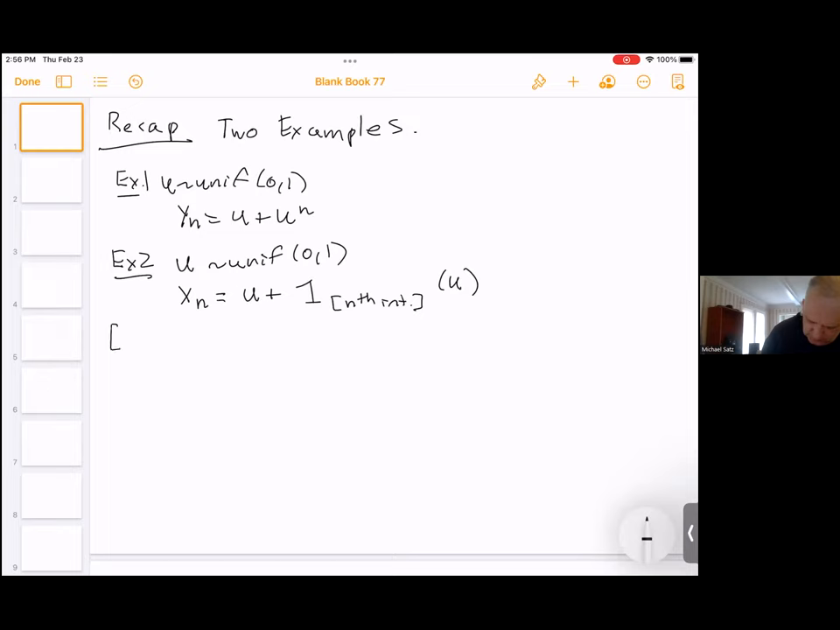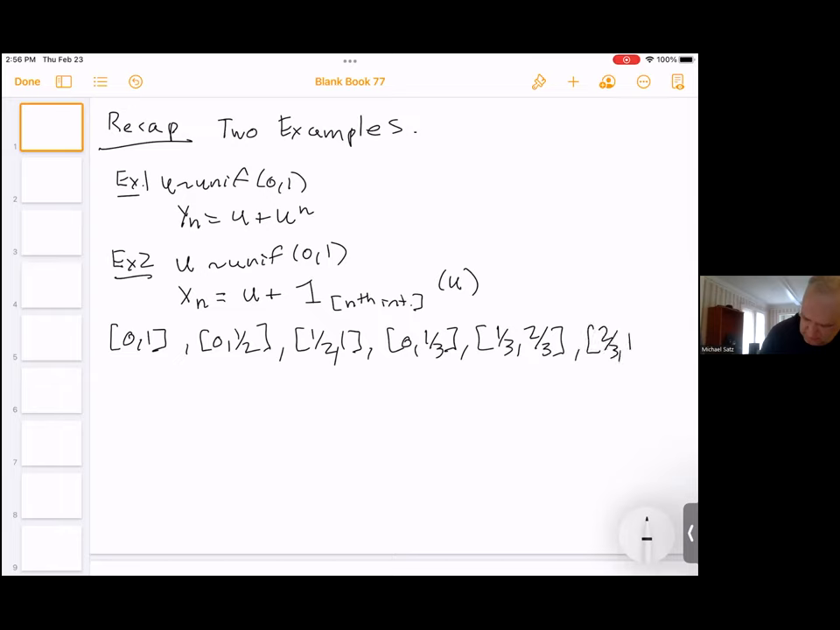So first interval 0 to 1. Second, I split it in halves. Next, I split it like this. And I just keep following this pattern. I don't want to think of a formula. I'm not sure, I think we could, but it's so unimportant for this. Okay, so those are the intervals.